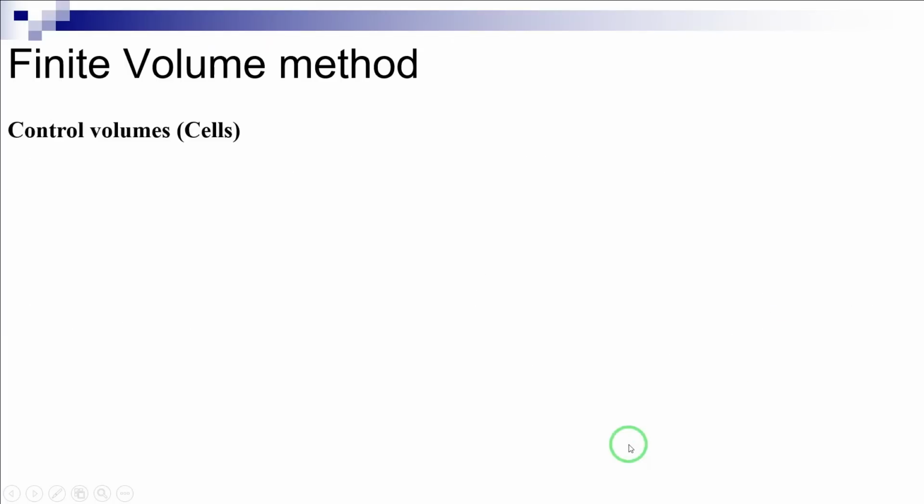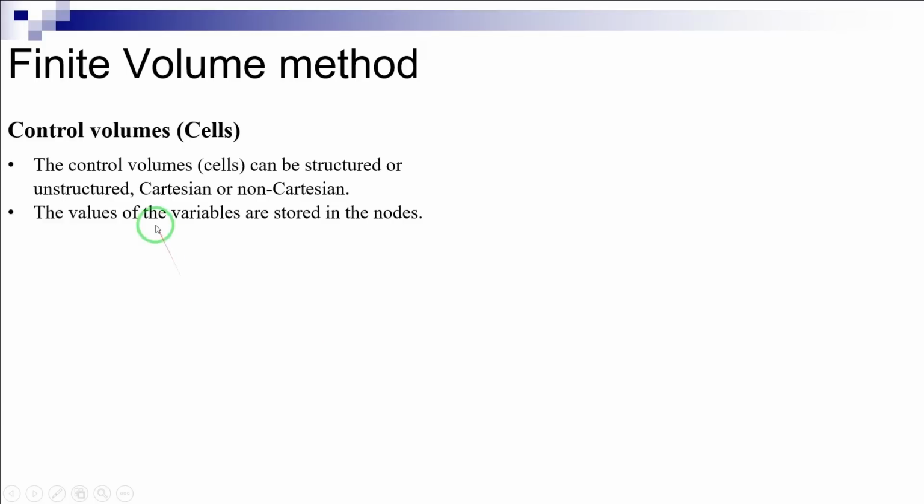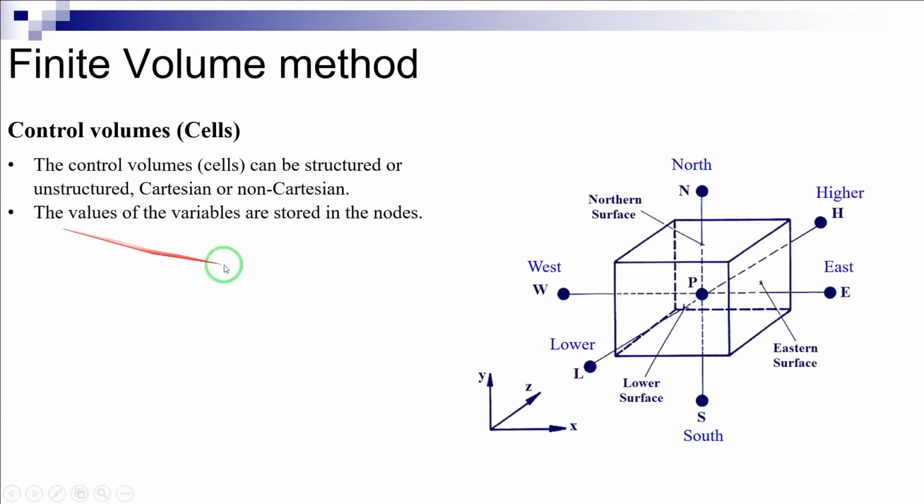Control volumes, cells. The control volume cells can be structured or unstructured, Cartesian or non-Cartesian. For instance, this figure shows a three-dimensional control volume with a node in its center and adjacent nodes. Note that the values of the variables are stored in these nodes, which are usually placed in the center of the control volumes. Considering the center of the control volume P, adjacent nodes along the coordinate axis are generally named east, west, north, south, higher, and lower nodes and are capitalized.